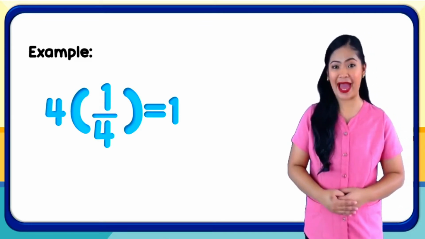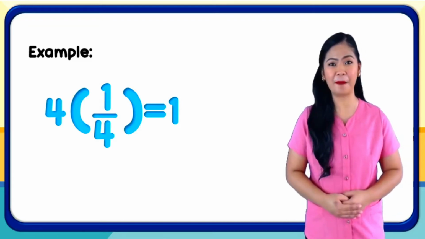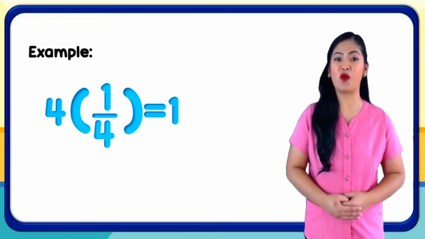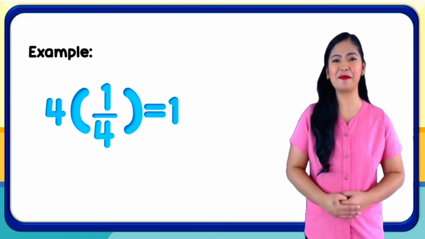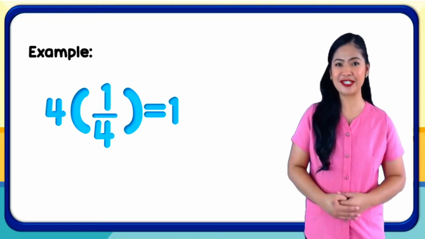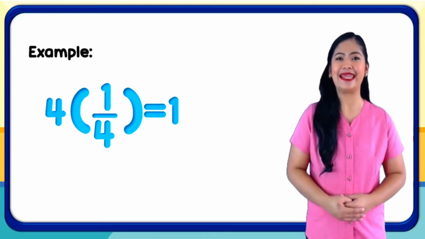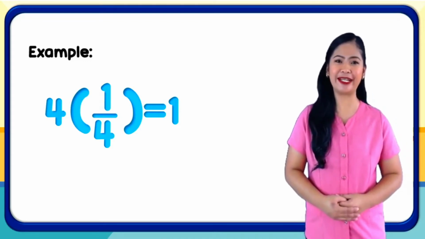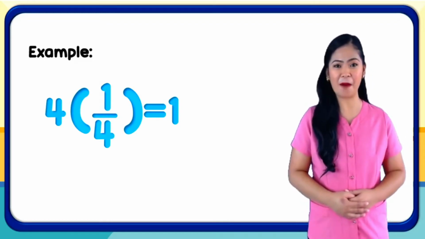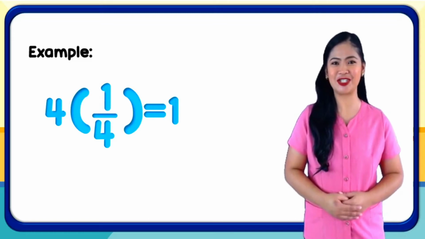So, when you add additive inverses or opposites, it will be equal to 0. While when you multiply multiplicative inverses or reciprocals, it will result to 1. That is inverse property. That completes our 6 properties of operations on the set of integers.